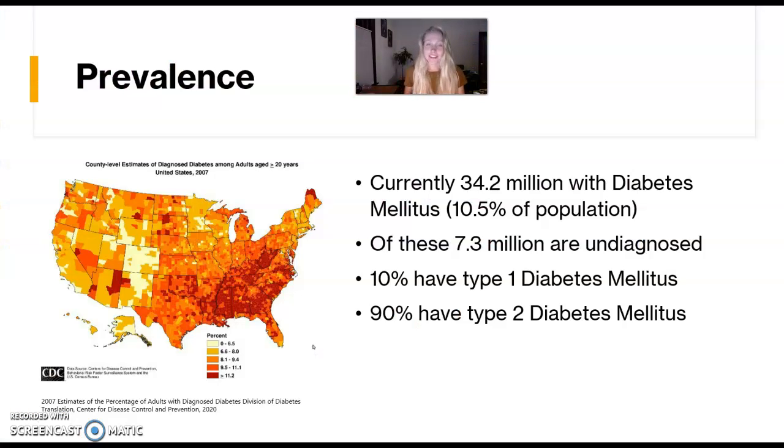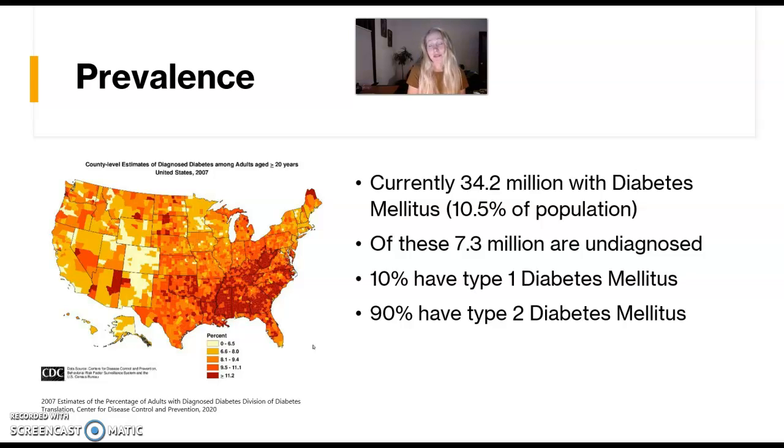So, the prevalence of diabetes mellitus. It is extremely common in the United States. About 34.2 million people have diabetes. 7.3 million of those are undiagnosed, which is why it's so important to understand the medical terminology of the disease, because you may run into a patient that has all these symptoms of diabetes and is unaware that they are putting themselves at risk of developing complications and having an early death.